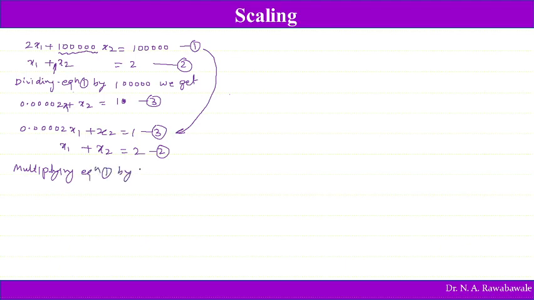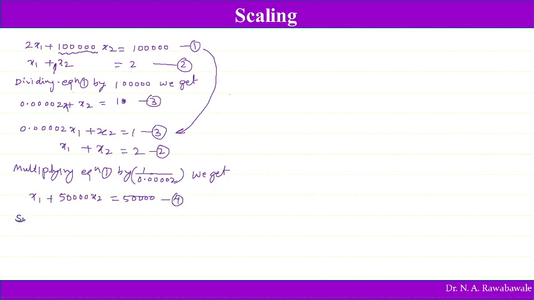by 1 divided by 0.00002, we get x1 plus 1 divided by, this is 50,000 x2, which is equal to 50,000. So this we call equation number 4.